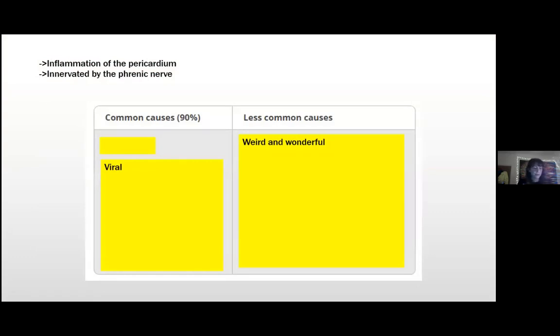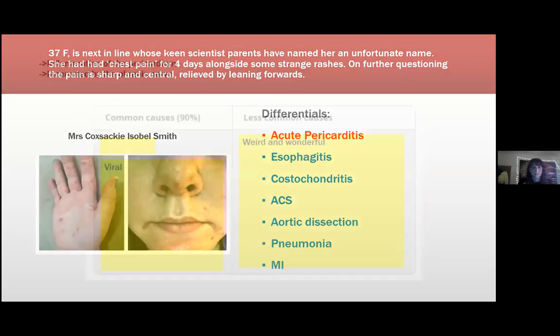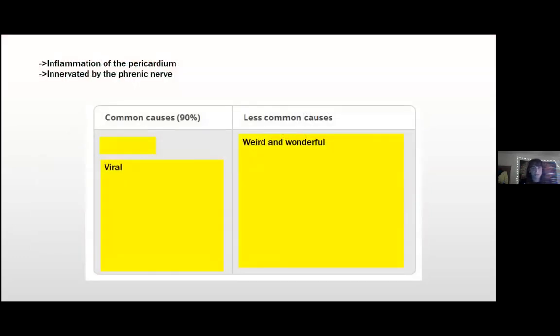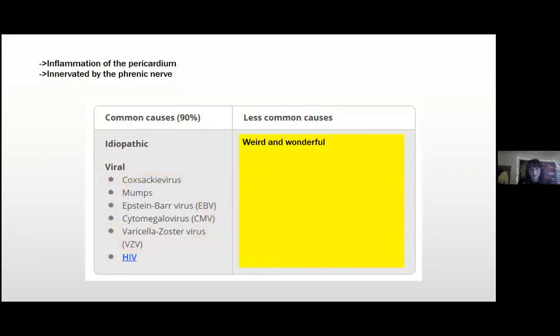So the pathophysiology of pericarditis is inflammation of the pericardium, the lining around the heart, and that's innervated by the phrenic nerve. So that's quite painful. And so the most common causes, 90%, are idiopathic and then viral, with Coxsackie virus being the most common. And then there's some more weird and wonderful causes.